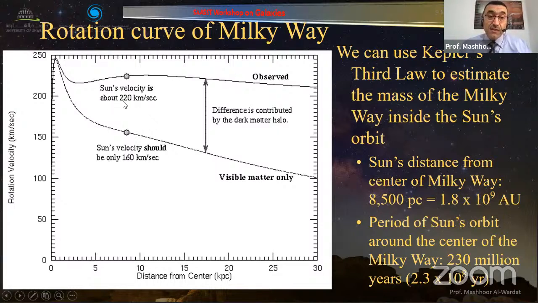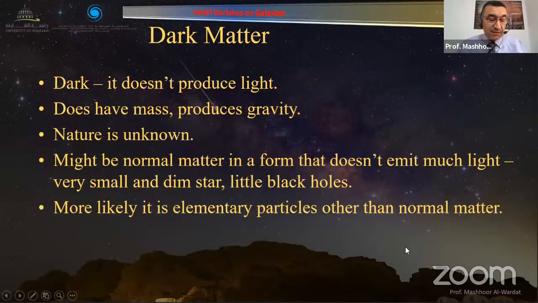So this is the observed sun's velocity, about 220 kilometers per second. The sun's velocity should be only 160 due to what we see in the galaxy, matter in the galaxy. So there's a gap. This gap should be filled by what we call dark matter. We can use Kepler's third law to estimate the mass of the Milky Way inside the sun's orbit. The sun's distance you can find easily from a few equations, and you apply Kepler's third law and you'll find these results.